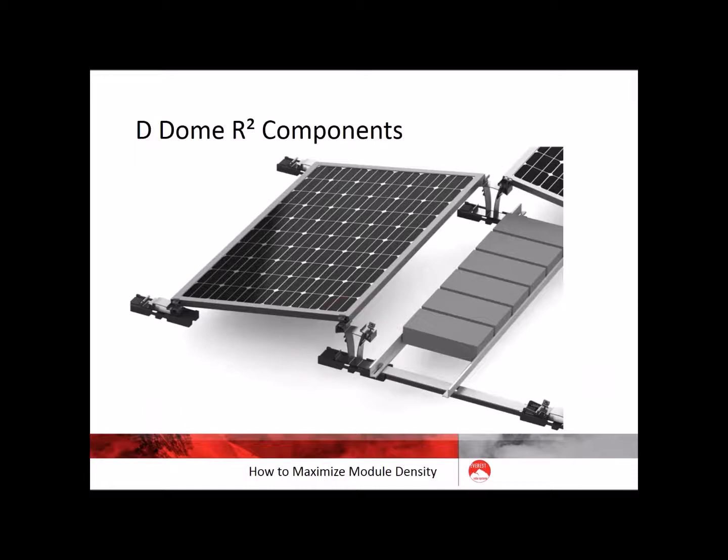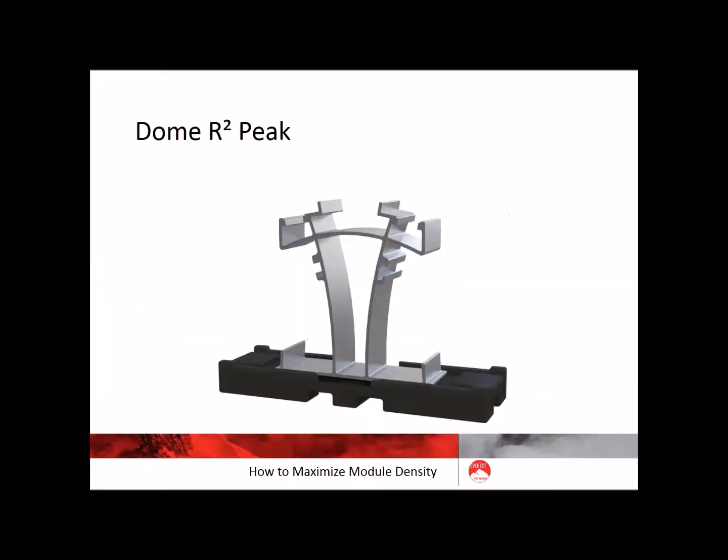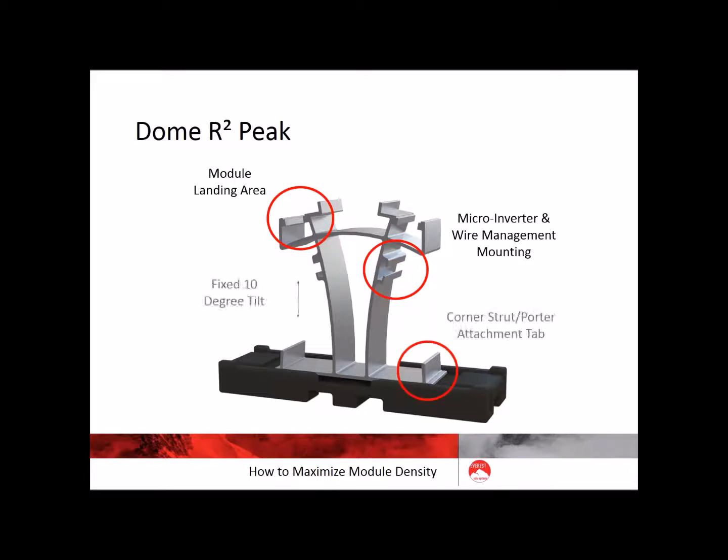So at this point, I will go over the components. I'll start with what I consider the main component here, which is called the peak, the DDome peak. With this component, here's the module landing area. This is also where the clamp is inserted. It uses the same geometry as our rail components, if you're familiar with our residential systems. It has the same T-bolt channel that our rail components have, and this is where we would add a microinverter mounting bracket as well as wire management options. And this tab down here is for the corner strut and porter, which I will go into more detail in later slides.